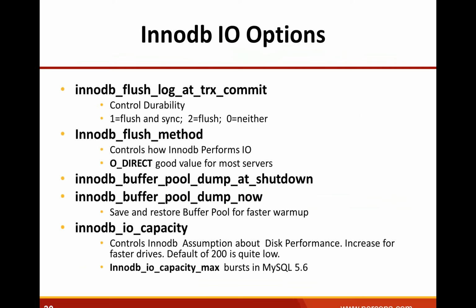InnoDB I/O capacity, we spoke about that, right? And again, the default is assuming this can do 200 IOPS, which is a low value. If you have a RAID, if you have a solid-state drive or a FusionIO, well, increase it higher. And in InnoDB for MySQL 5.6, you also can set a burst capacity, up to which number MySQL 5.6 can go, but only if that's really needed.